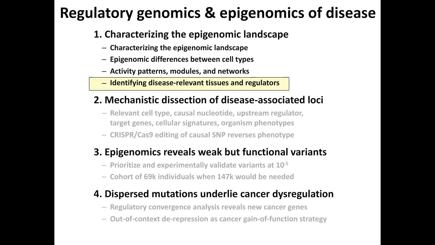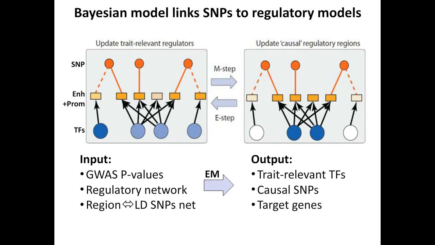So we have used epigenomics to characterize the regulatory elements active in each of a large number of cell types, and to understand epigenomic differences between cell types to find extreme cells, for example, that show very different activity patterns. But we've also exploited these activity patterns to recognize modules of co-regulated genes and co-regulated enhancers, to link these modules into networks that actually predict both the upstream regulators of each of these enhancers as well as their downstream target genes. So now, let's see how we can use that to identify disease-relevant tissues and regulators.